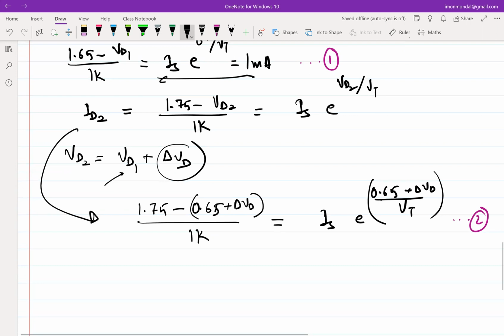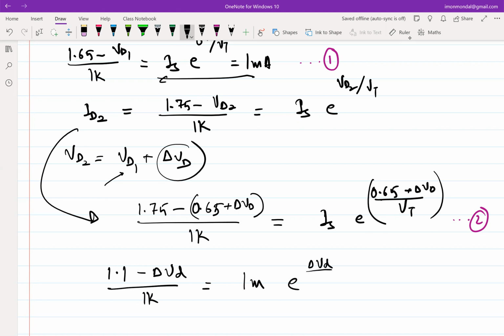So what do I get? I get 0.1 minus delta VD by 1K becomes 1 milliamp e power delta VD by VT, right?